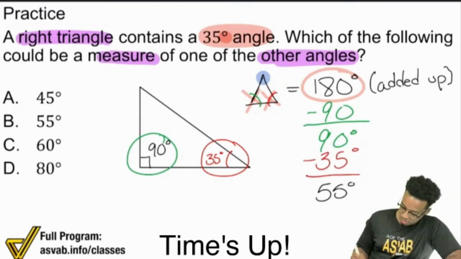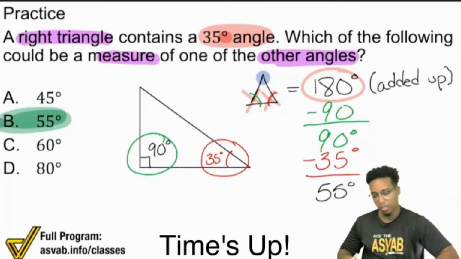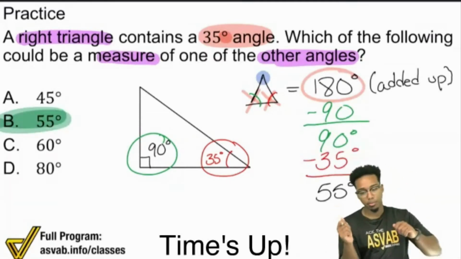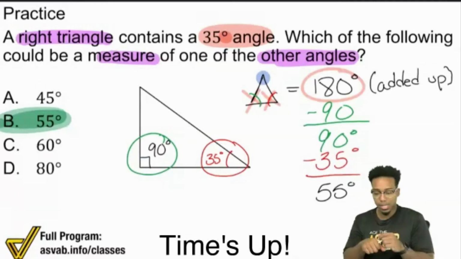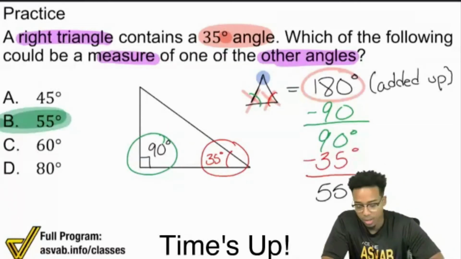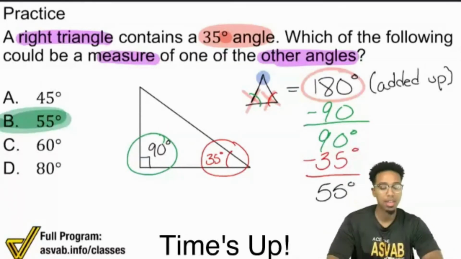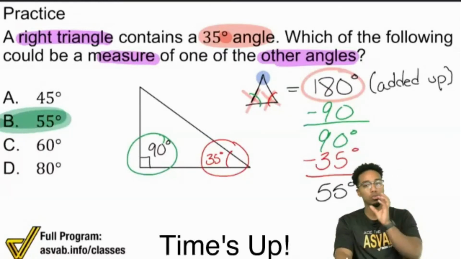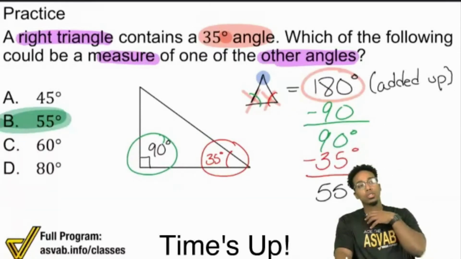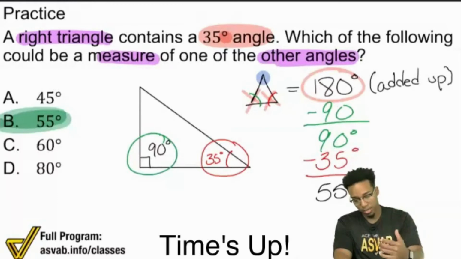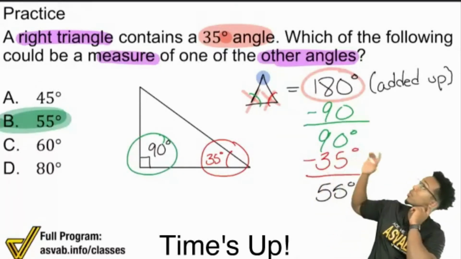55 degrees. There's your answer. Nice. It's B. Boom. So with that said, any questions here before we move on? Because again, right angles were something that we didn't prepare for. And I just wanted to prove a point here in terms of the importance of recognizing what you're looking at. So I highlighted everything that was important here.